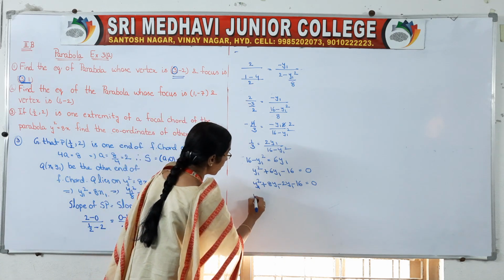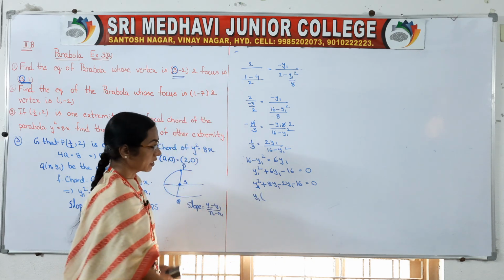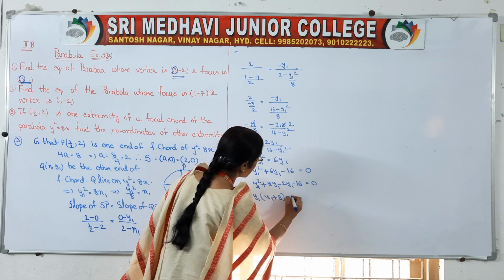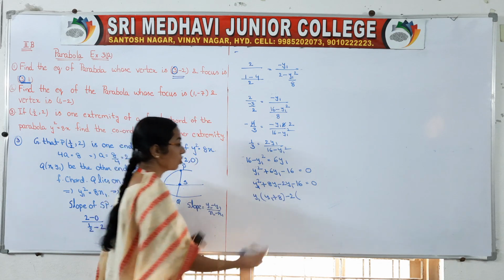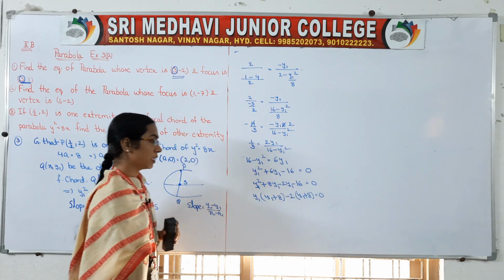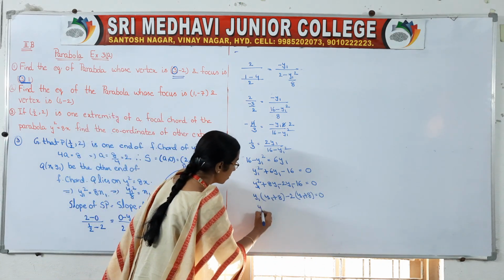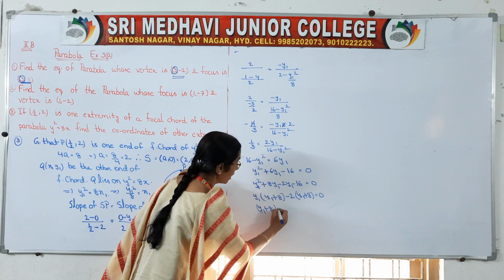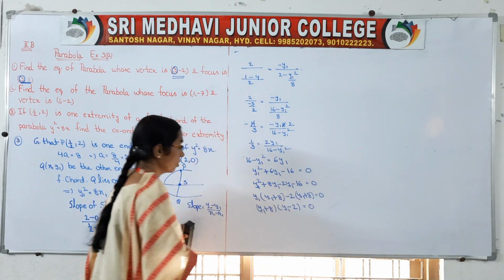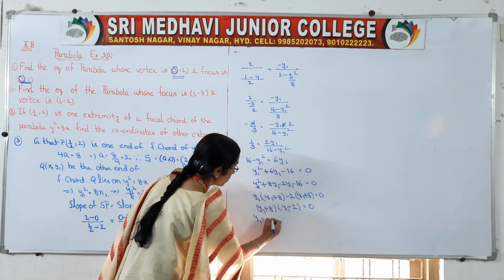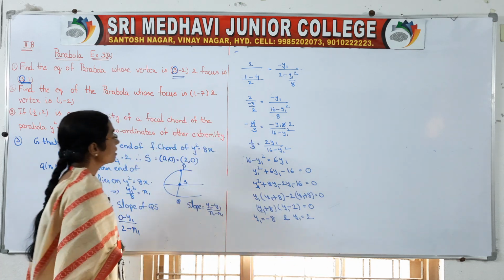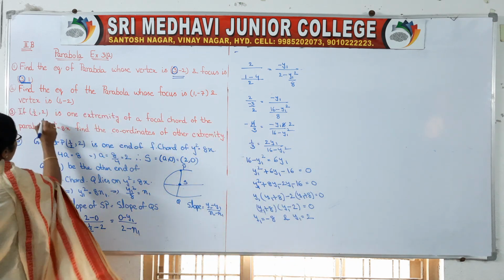From this we can take y1 outside, then you will have y1 plus 8, and from this you can take minus 2 outside, so y1 plus 8 is equal to 0. So y1 plus 8 is common. Take it outside, then you will have y1 minus 2 is equal to 0. So y1 is equal to minus 8 and y1 is equal to 2. y1 is equal to 2 we already have, right?